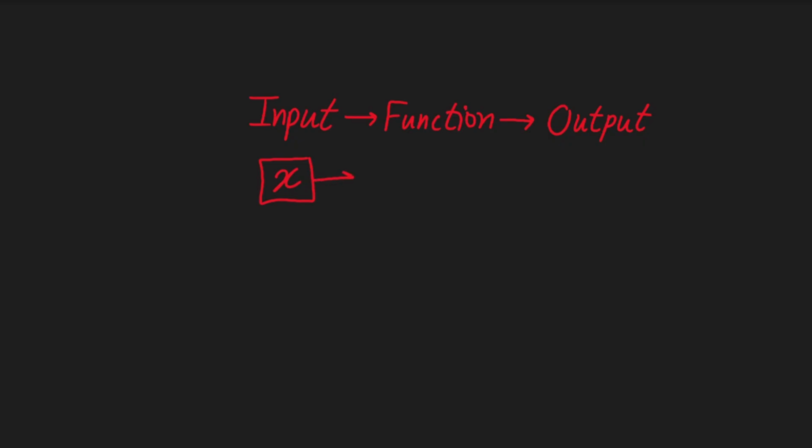In this video, we're going to look at functions. So to start, what is a function? Well, a function is a rule that takes an input and produces exactly one output. For example, you could take the variable x representing any number. And if you substitute x into the function f, you would get an output of f of x.